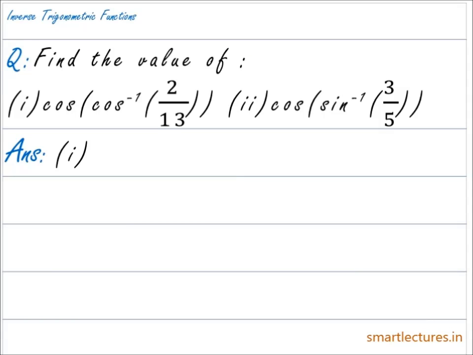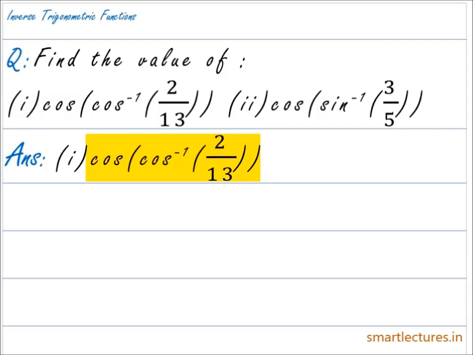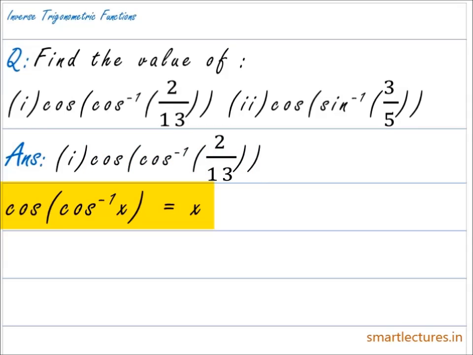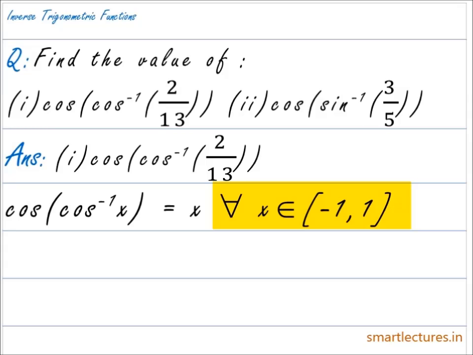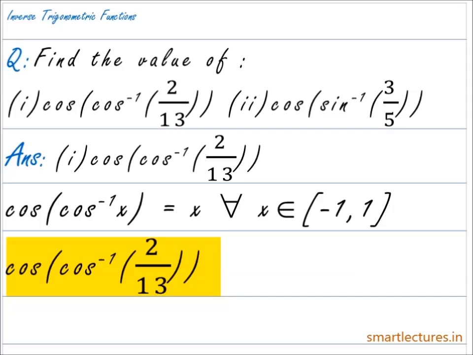Now here we have to find the value of cos of cos inverse 2 upon 13. And remember, as per the properties of cos inverse function, the cosine of cos inverse x is equal to x for all x which lies in the interval -1 to 1. Now 2 upon 13 lies between -1 and 1. So that means cosine of cos inverse 2 upon 13 is equal to 2 upon 13.